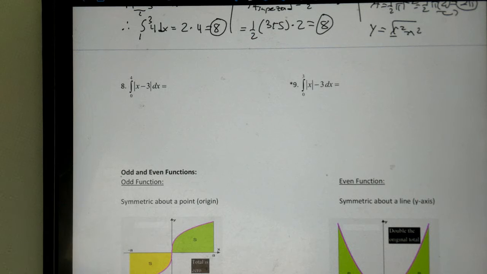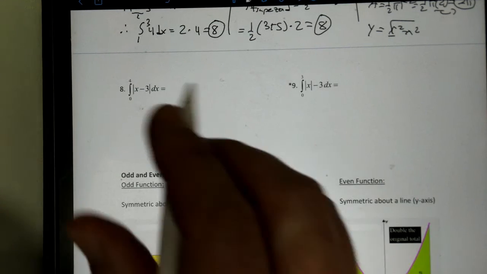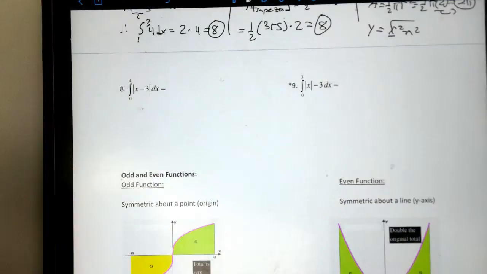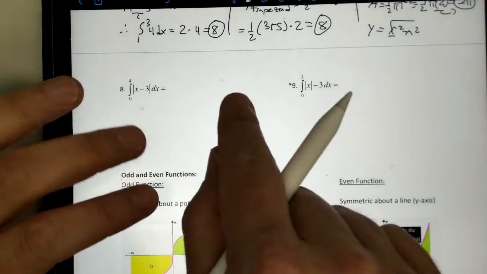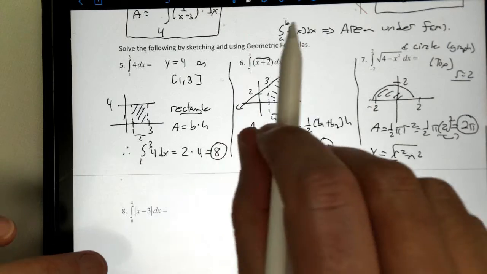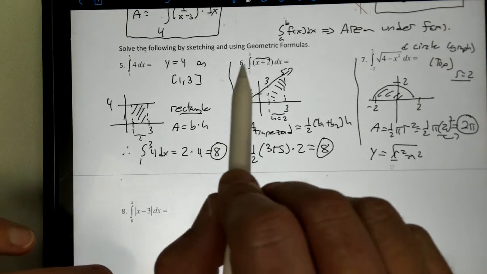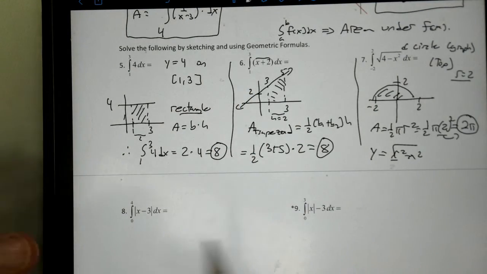All right, so let's take a look at a couple more. Here we have absolute value. So we're looking at the area. Remember, what we're going to do is find the area by using a geometric formula. So if I can draw this out, it's going to be easier to see.